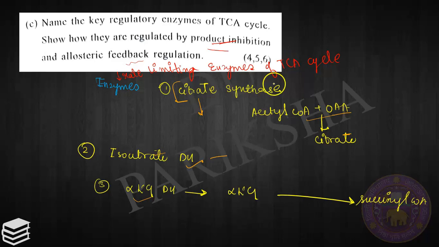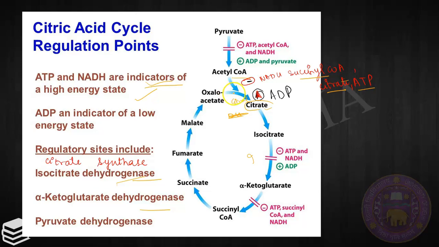First is citrate synthase, which is involved in the formation of citrate from acetyl-CoA and oxaloacetate. It undergoes product inhibition as well as allosteric regulation. And isocitrate dehydrogenase, the second one, is involved in oxidative decarboxylation and forms alpha ketoglutarate from isocitrate. Then we have alpha ketoglutarate dehydrogenase, which converts alpha ketoglutarate into succinyl CoA. Now let's see the cycle.